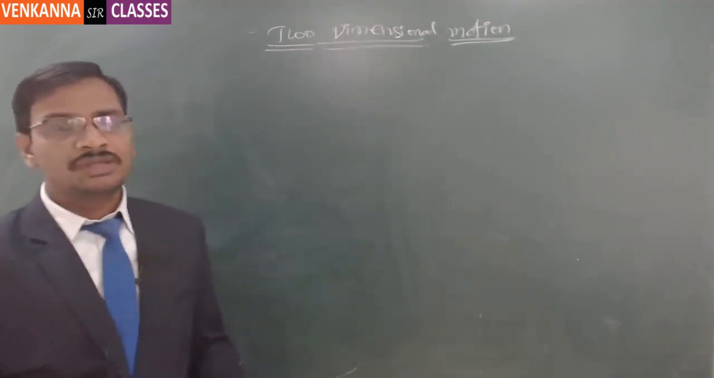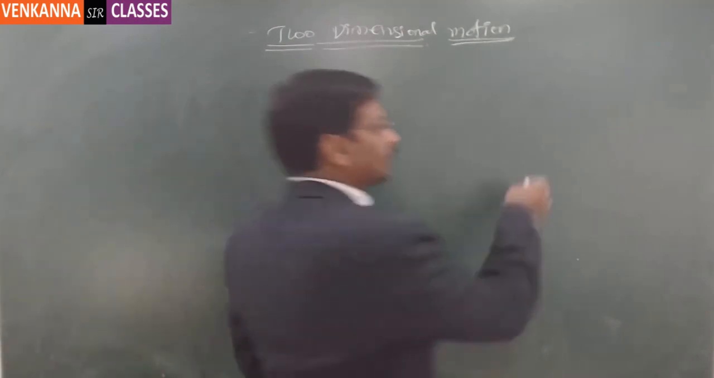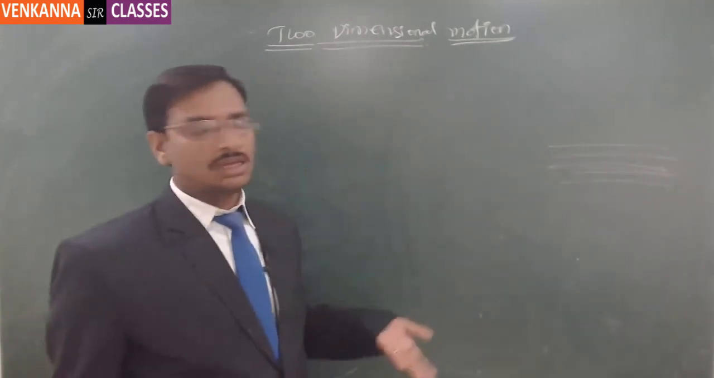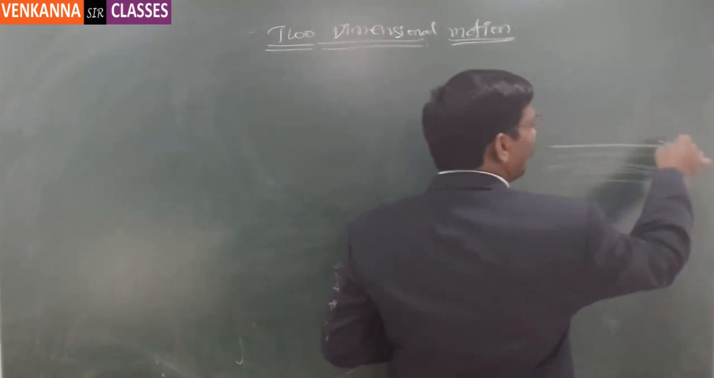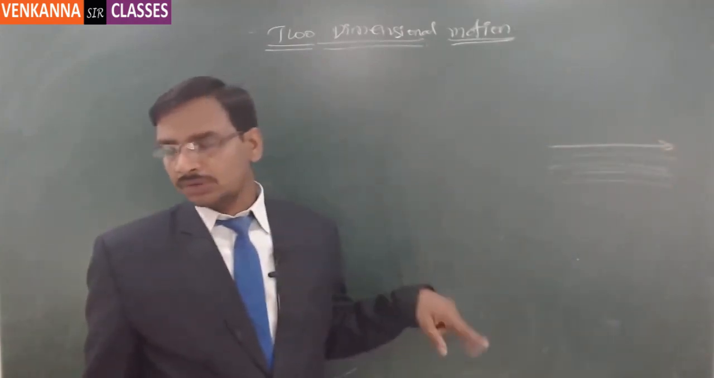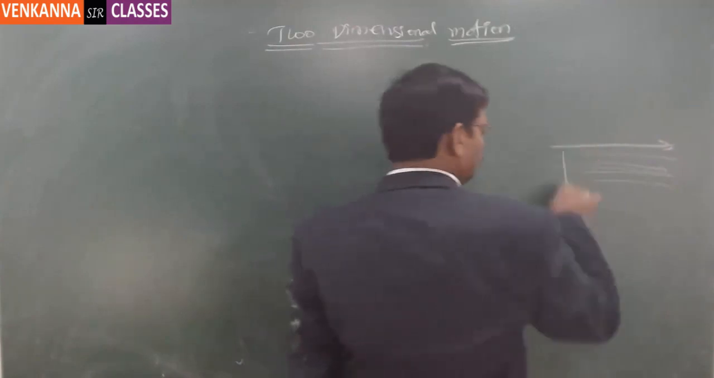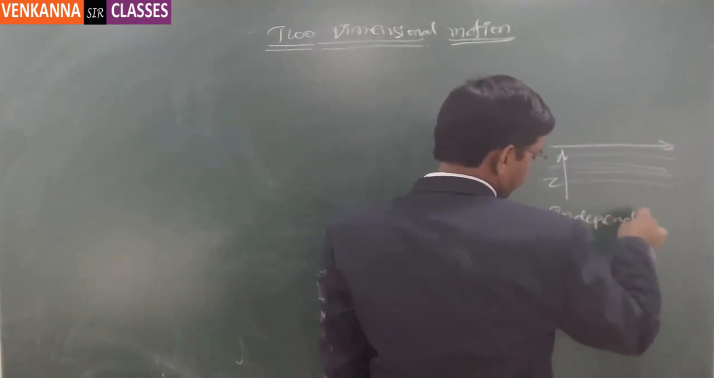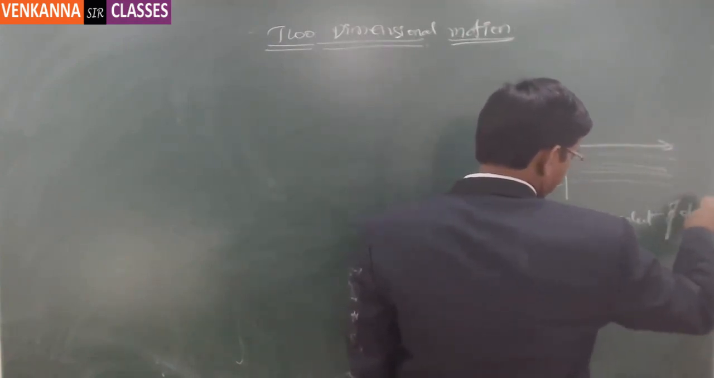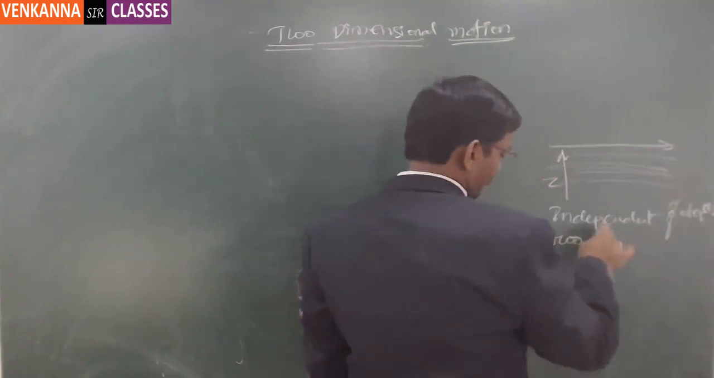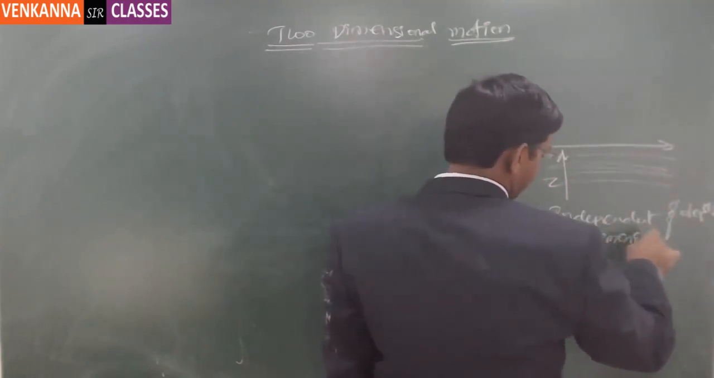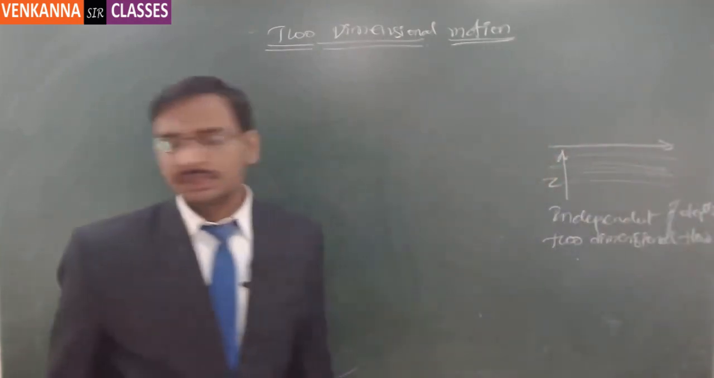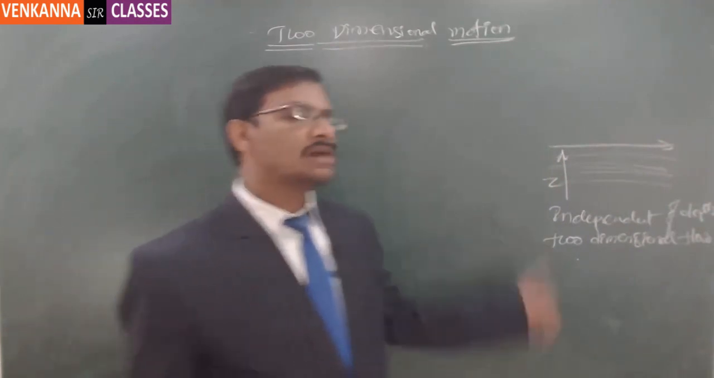Clear? So by two-dimensional motion we mean, suppose there is a canal and the water is moving like this. At any plane, the motion is happening only in the x direction or y direction, or it may be both, but it is independent of the depth. This is the z, so independent of depth. And this is what is called two-dimensional flow.